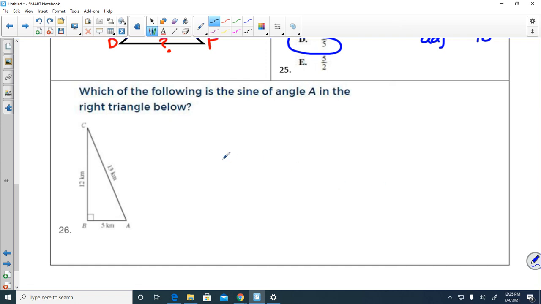This next question: which of the following is the sine of angle A in the triangle below? So I go to angle A. This is the angle that I'm looking at. The sine of A is going to be the opposite divided by the hypotenuse.